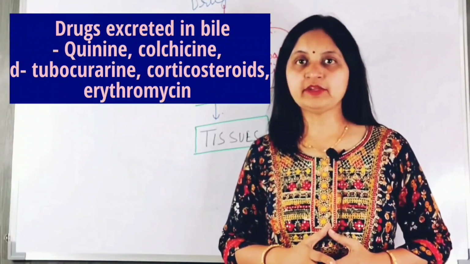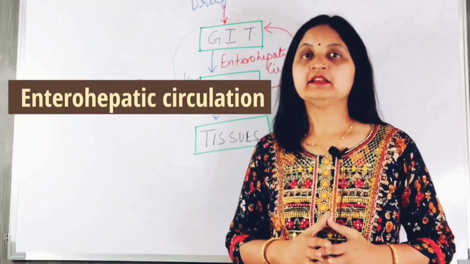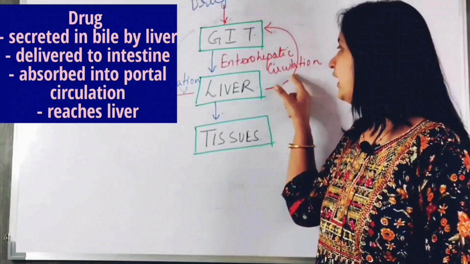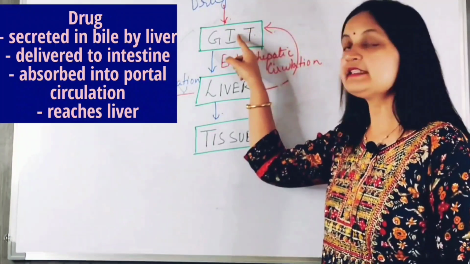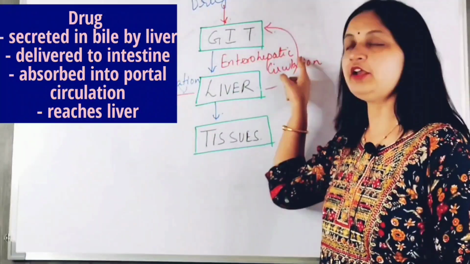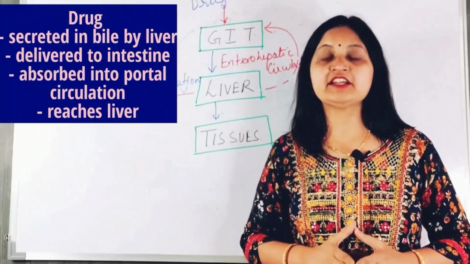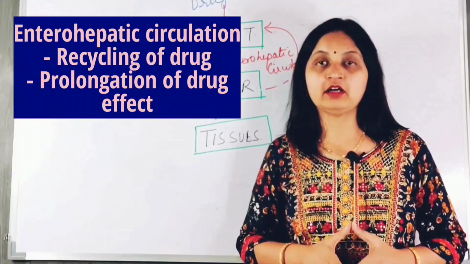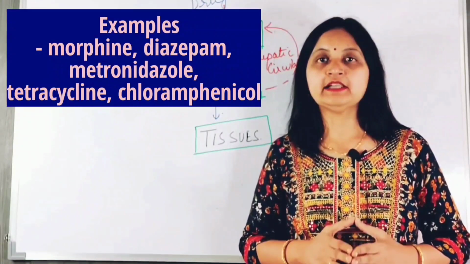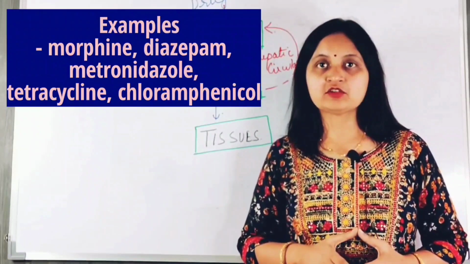Some of the drugs that are excreted into the bile undergo enterohepatic circulation, which means that the drug is delivered into the intestine after getting excreted by the liver, and it reaches the intestine where it gets reabsorbed and then reaches the liver and is again excreted into the bile. So, in this way, recycling of the drug occurs, and this leads to prolongation of effect of the drug. Some of the drugs that undergo enterohepatic circulation are morphine, diazepam, metronidazole, tetracycline, chloramphenicol, and so on.